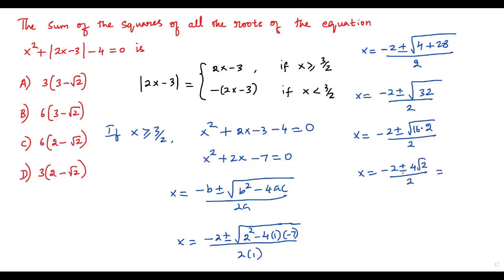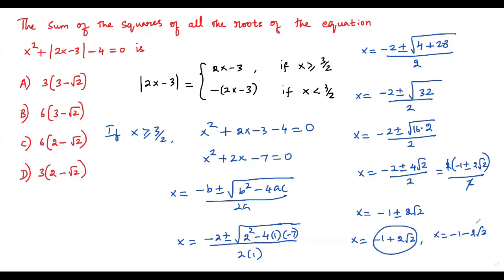And now what I can do is factor 2 out from these two terms. When 2 is factored out, we get -1 plus or minus 2 times the square root of 2, over 2. Then this 2 will cancel out. Then I'm getting x equals -1 plus or minus 2 times the square root of 2. Now we can split this into two solutions. One is x equals -1 + 2 times the square root of 2, and the other one is x equals -1 - 2 times the square root of 2.